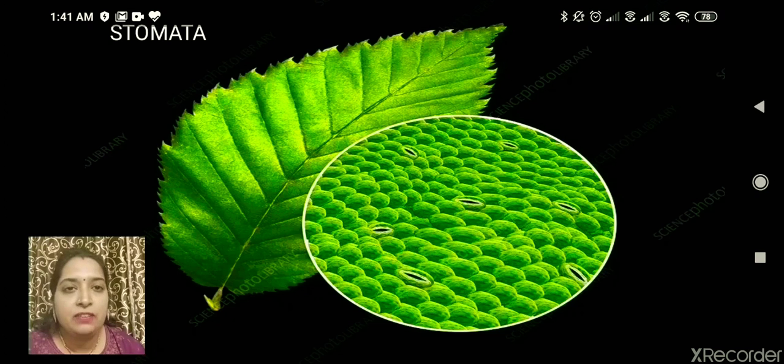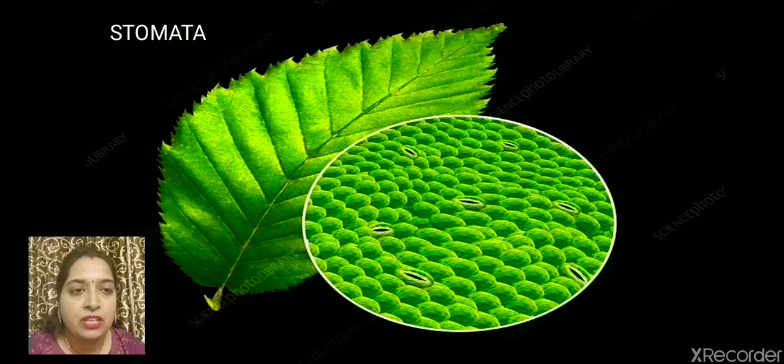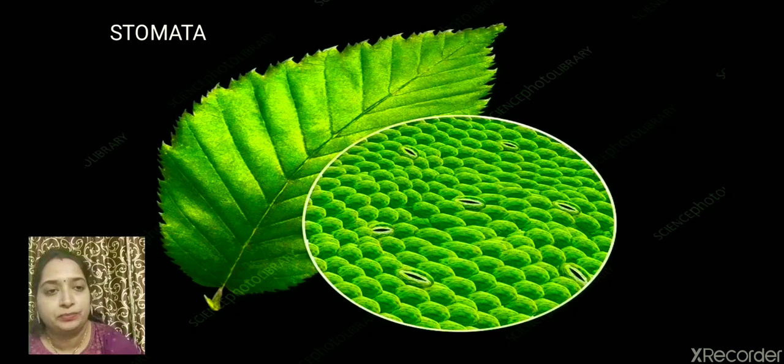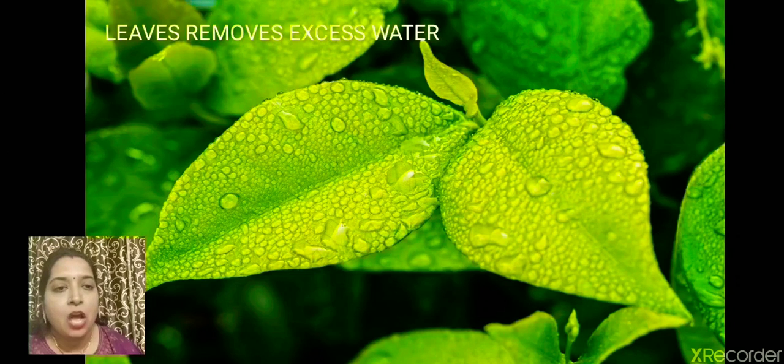Here you can see one picture. There you can see stomata. Okay, the lower surface of leaf which has small tiny holes which help in exchange of gases are called stomata. Now here you can see small water droplets over leaf. So what is it showing? It is showing that leaves remove excess water.